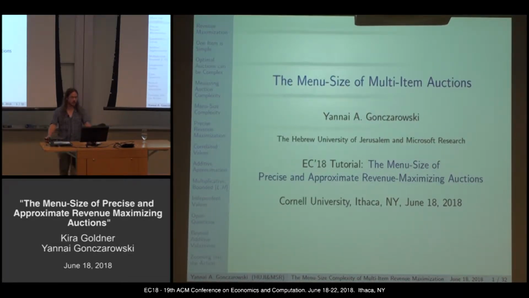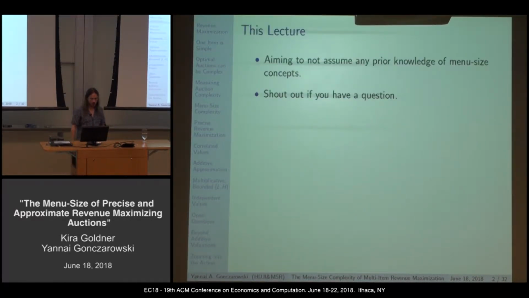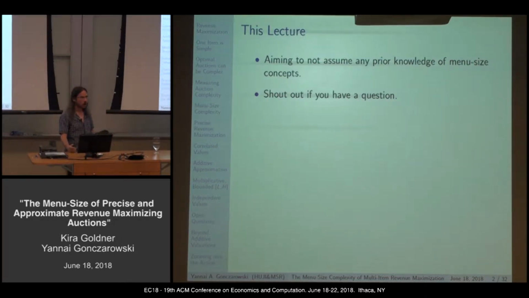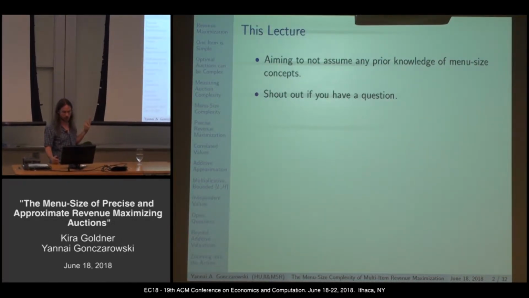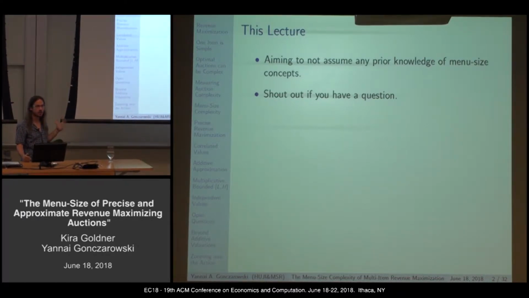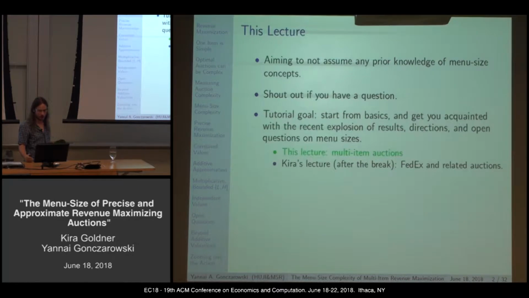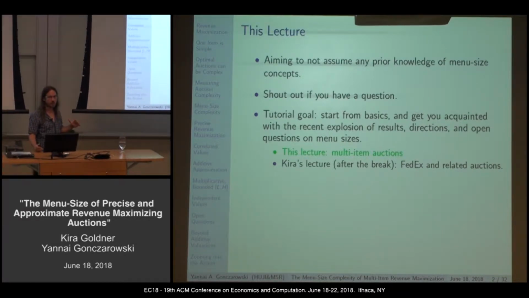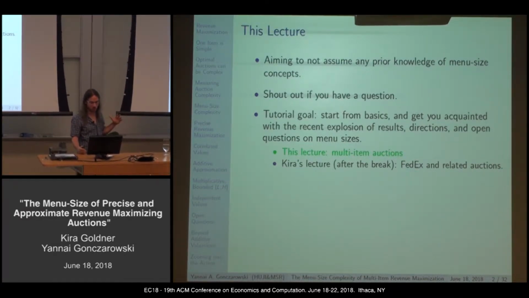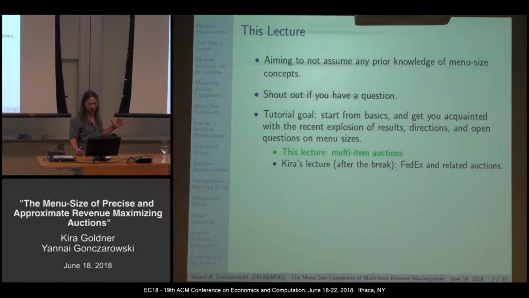So we're going to talk about the menu size of multi-item auctions. Let's first talk about this lecture and this tutorial more generally. I'm aiming not to assume any prior knowledge of menu-size concepts, so if I'm messing up on that, please shout out and stop me. Generally, please shout out and stop me if you have any question. Our goal is to really start from the basics and get you up to the level that you're acquainted with the recent results and open questions on menu sizes.